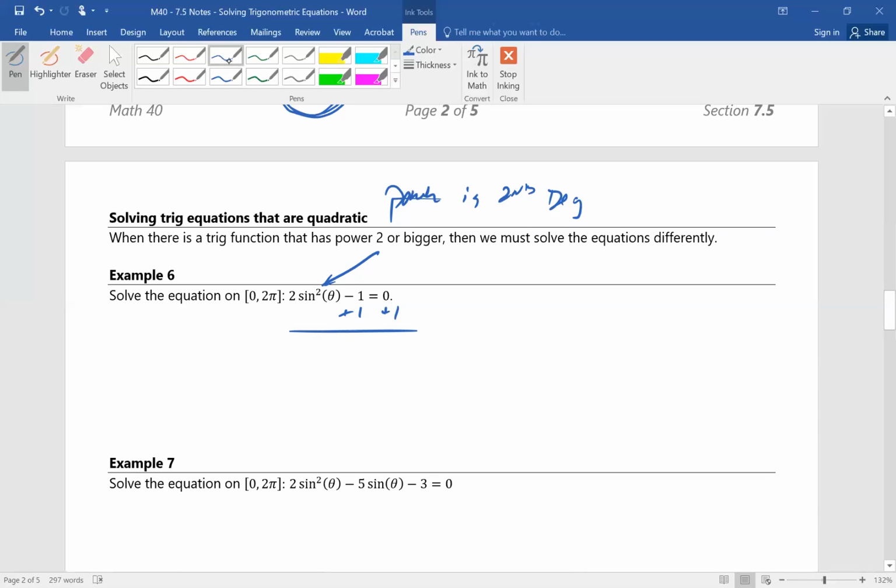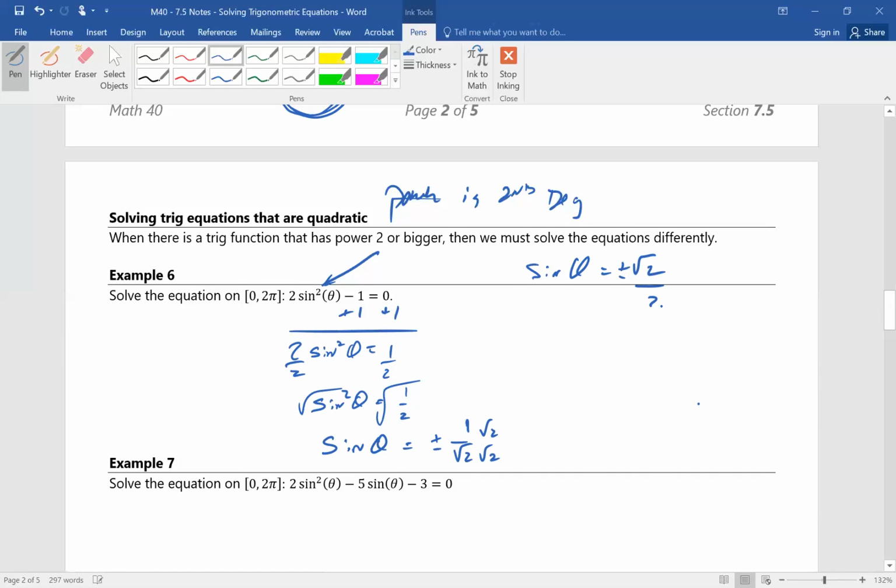We'll start over again. 2 sine squared theta equals 1. And on top of that, we're going to divide both sides by 2. Then you get sine squared of some angle theta equals 1/2. Square root both sides, and you end up with sine of theta equaling plus or minus 1 over square root of 2. Rationalize the top and bottom. So sine theta is really going to equal plus or minus square root of 2 over 2.